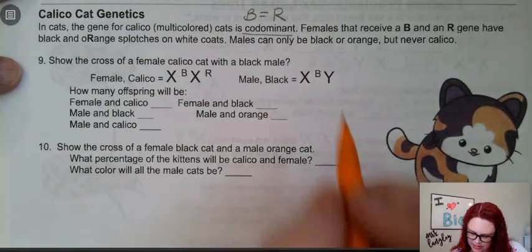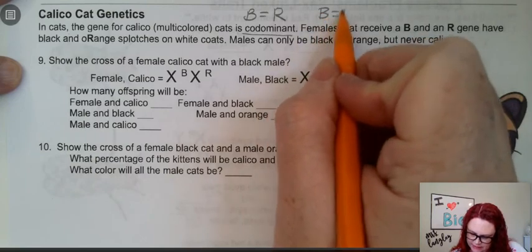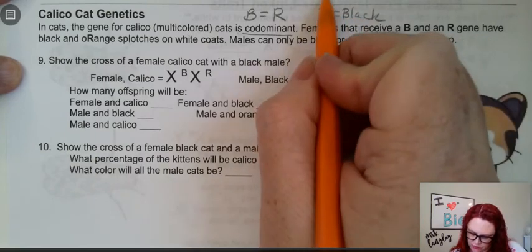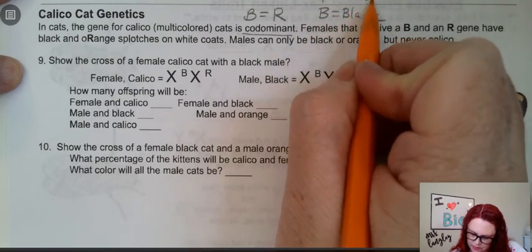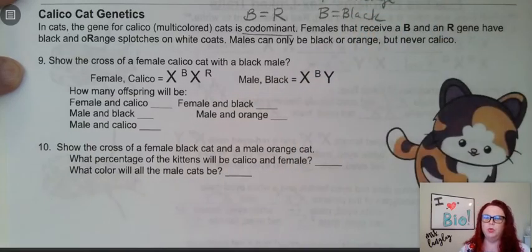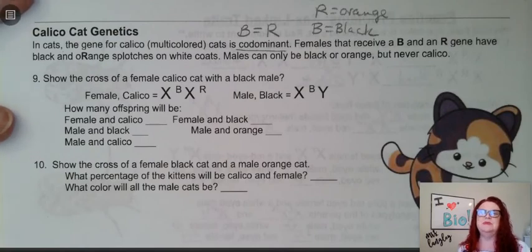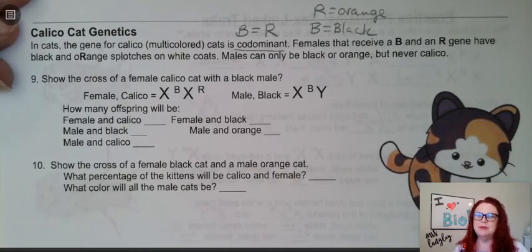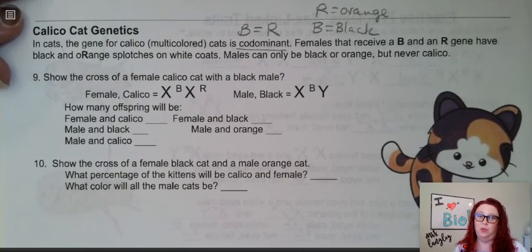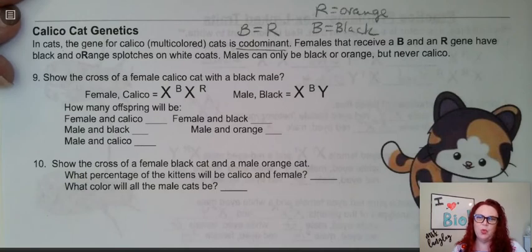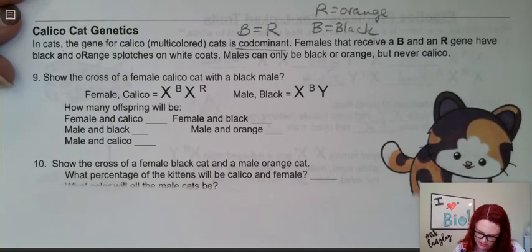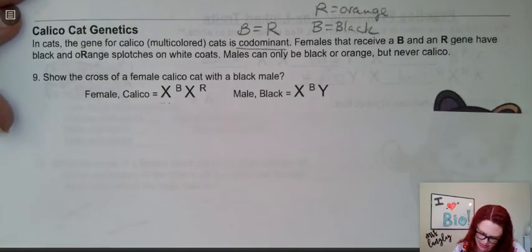And we are using the capital B for black. And we're going to use R for orange, because using O's is very confusing. What's a capital and what's a lowercase? Okay, so we're going to use B and R. Okay, males can be black and orange, but never calico. Show a cross of a female calico with a black male. So let's start with that.